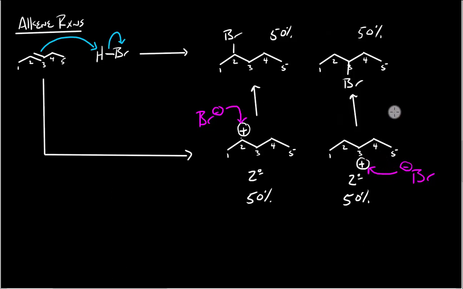So that's this problem right here. Again, this is an example where we still get two different products. These are definitely two obviously different products, but they just happen to be a 50-50 mix and not a major and minor.